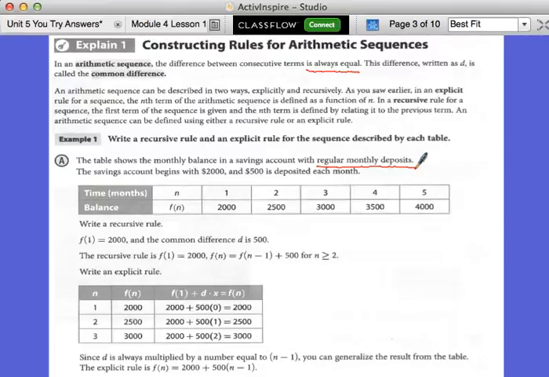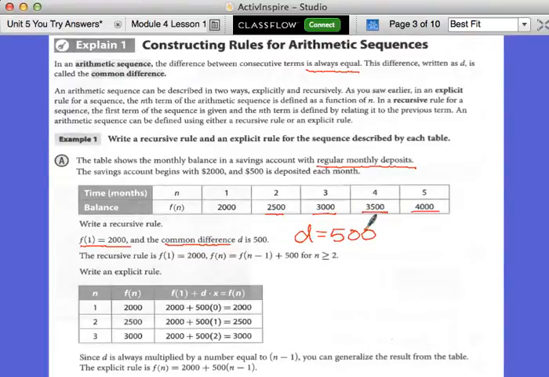And we have to look at the table and what it's telling us. So in the first month, they have $2,000. So we know that f of 1 is $2,000 because that's what they start with in their bank account. And in this case, every month it goes up by $500. Since that's consistent, we can call that the common difference. So d is equal to 500.